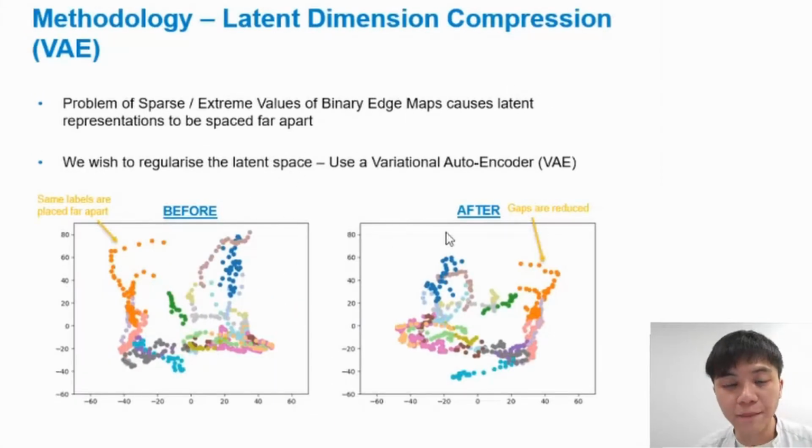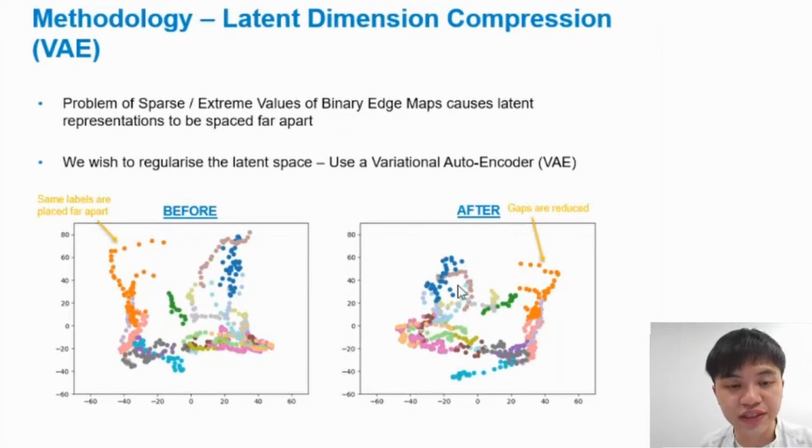Another thing that we use is this thing called a variational autoencoder. The reason we have to use this is because our latent representations are actually spaced quite far apart. This is because of the extreme values of binary edge maps. Binary edge maps only contain values of 0 and 1, and therefore they tend to look quite different from one another versus a typical RGB image, which contains values of 0 to 255 and tends to look a bit more similar. As a result, as we can see before we apply this variational autoencoder, these orange labels belong to the same image, but they are spaced quite far apart in terms of their latent representations.